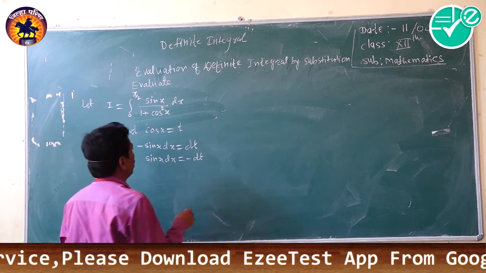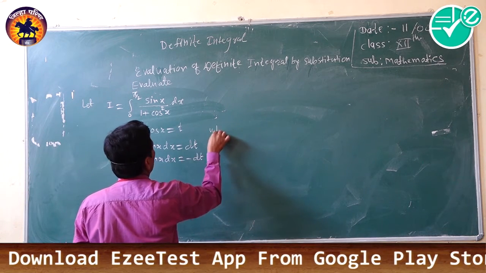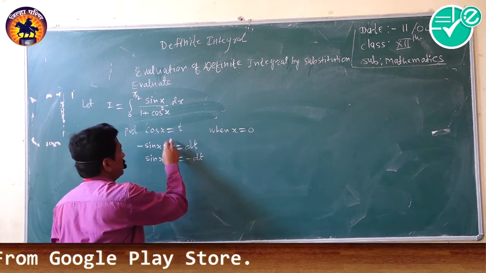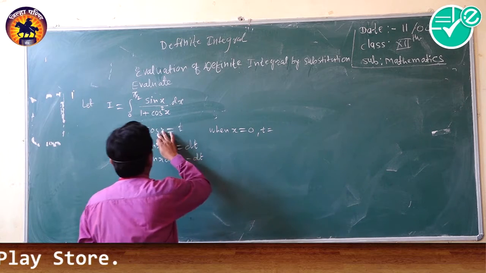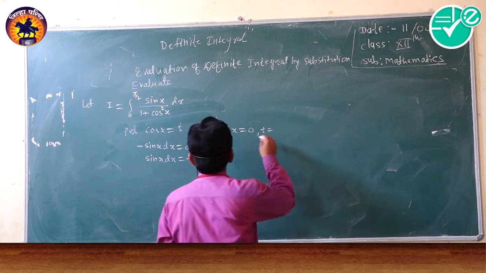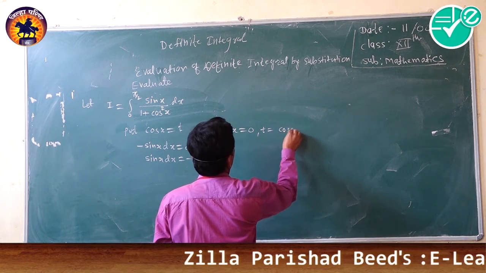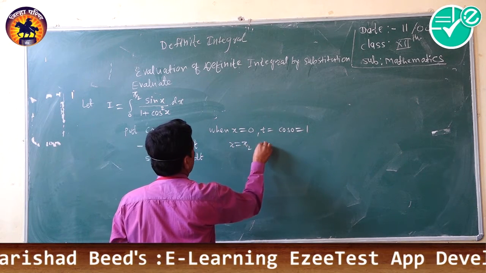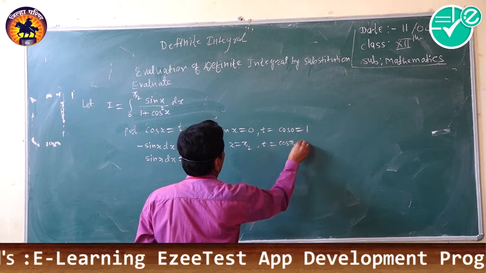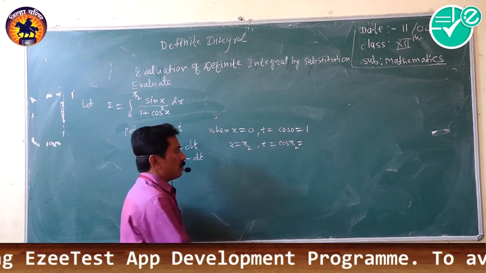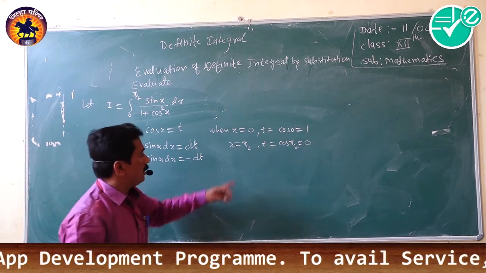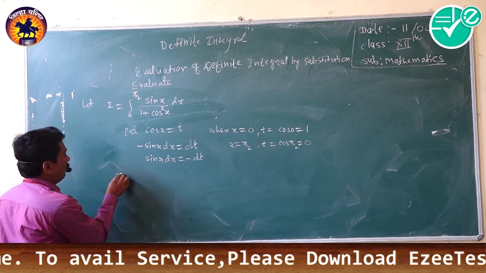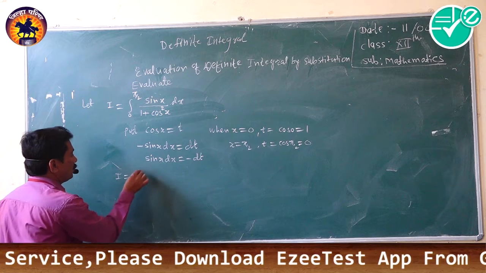Now limits will definitely change. When x is equals to 0, that is t is equals to cos of x, that is cos 0 is equals to 1. Now when x is equals to pi by 2, that is t is equals to cos pi by 2, it is nothing but the value of cos pi by 2 is 0, therefore limits will change from 0 to pi by 2 to 1 to 0, therefore I becomes integration from 1 to 0.